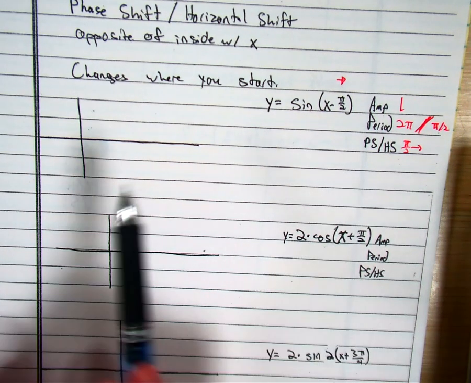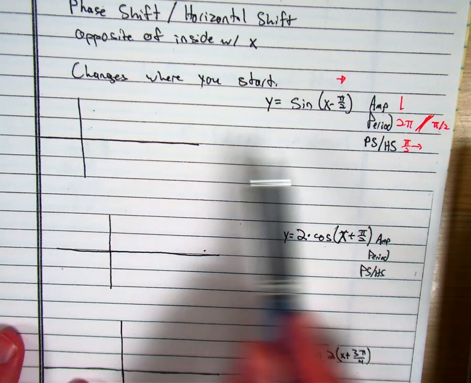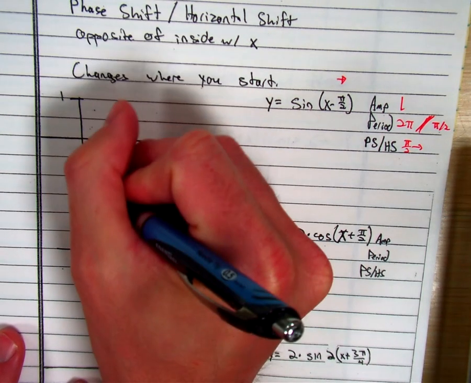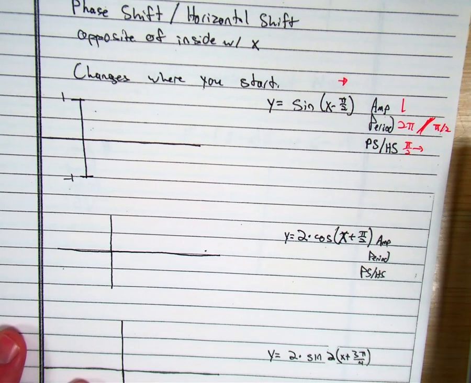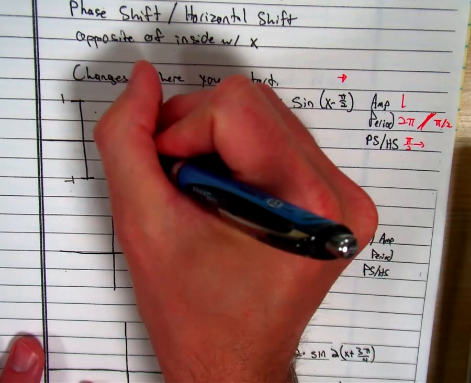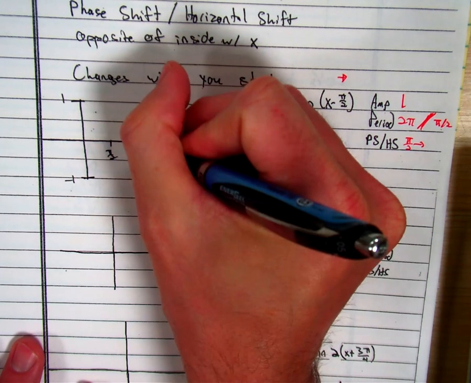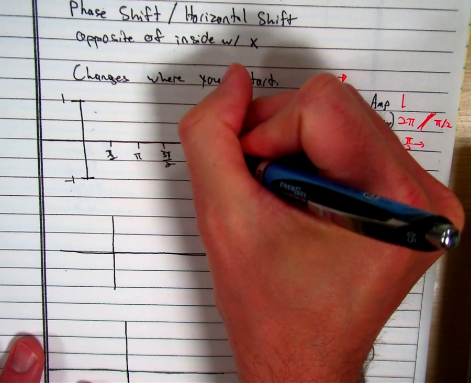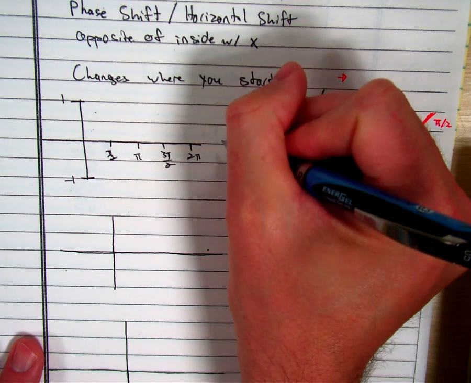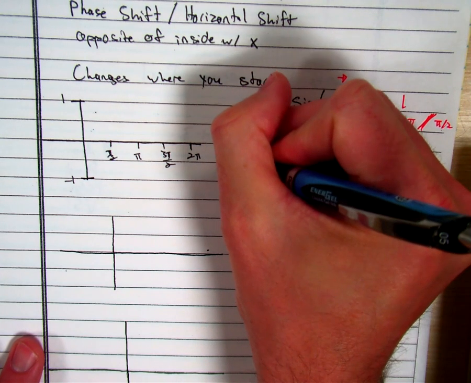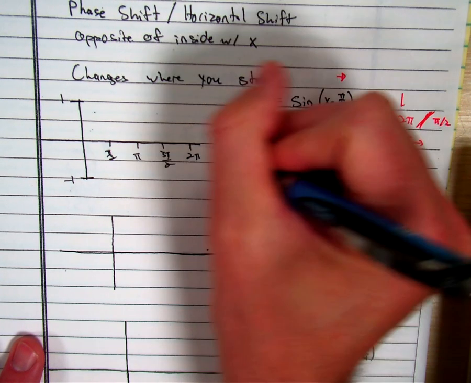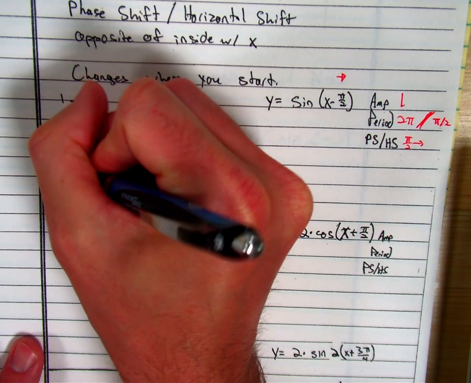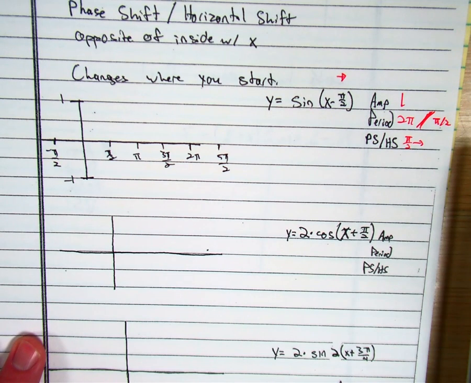So no midline change, so we're here. Amplitude is 1, we're going to be going up 1 and down 1. I'm going to use the whole thing, positive 1, negative 1. And then we have pi over 2, pi, 3 pi over 2, 2 pi. I might add another one here, 5 pi over 2. I can go backwards, negative pi over 2. Now here's where the change happens.